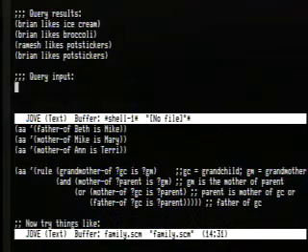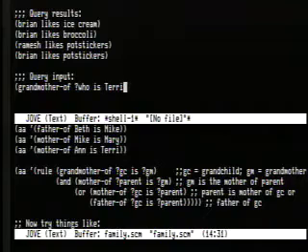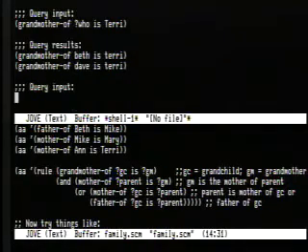Like this rule, so that I can ask questions like, grandmother of who is Terry? By the way, these things are just noise words for no particular reason. I didn't make up the example. And we find out that grandmother of Beth is Terry and grandmother of Dave is Terry.